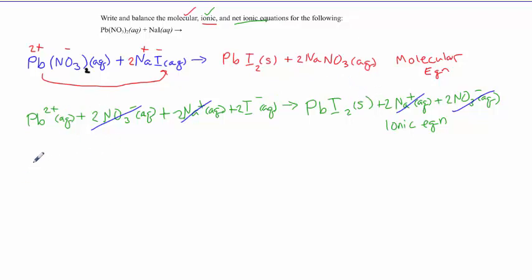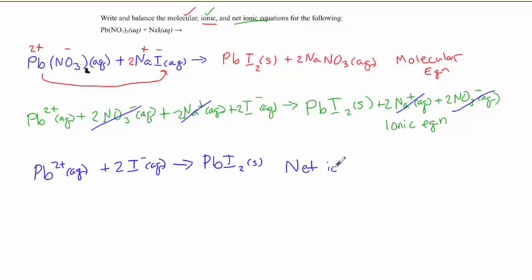So in the net ionic equation, we're going to write out everything that did not cancel. So that is the lead 2+ and the 2I-. And on the product side, that's the lead iodide. And this is our net ionic equation. So this is how to write a molecular, an ionic, and a net ionic equation, and this is for a precipitation reaction, where the two ionic compounds basically just switch partners, and then you determine if one of them was a solid at the end of the equation.